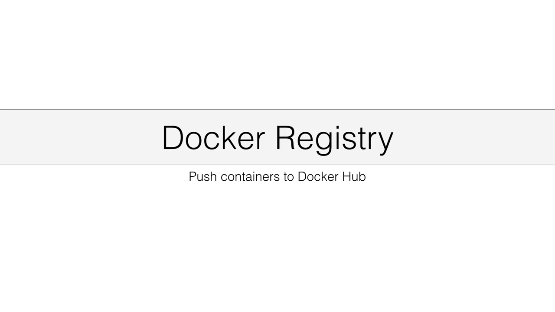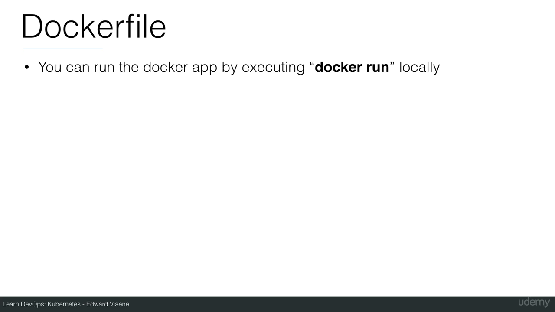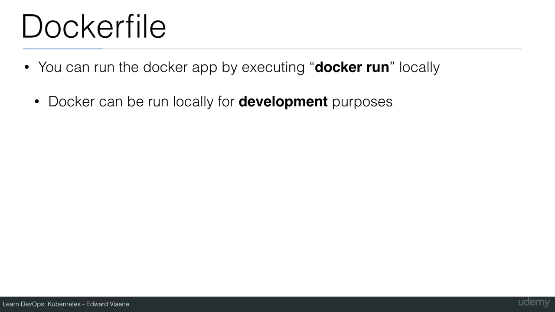In this lecture, I'm going to talk about the Docker Registry. I'm going to show you how to push containers to Docker Hub. You can run the Docker app by executing docker run locally. That's what I just showed you in the previous demo. Docker can be run locally for development purposes. If you just want to do some local development, you can run your containers locally. You don't need Kubernetes for that.